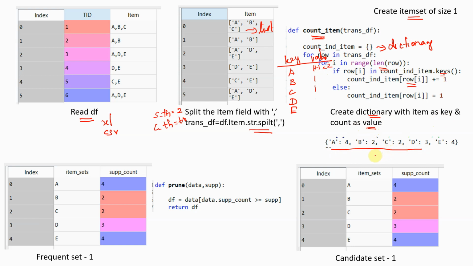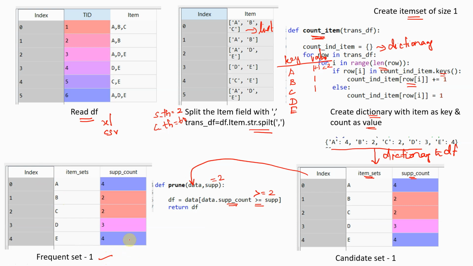I want to work with a data frame, so the next step is to convert the dictionary to a data frame. All your keys become the item set in the data frame, and all the values, that is your support count, will come. Now this data frame I pass to the function called prune, and there I pass my support threshold, which is 2. The rows where the support count is greater than or equal to 2 are kept, and the rest are pruned from the data frame. Finally I get the answer. This is called my frequent set.